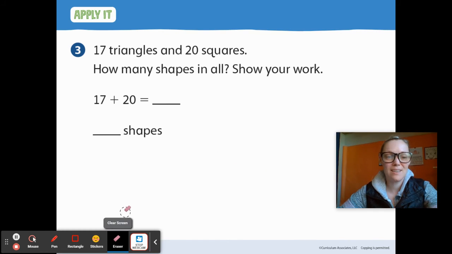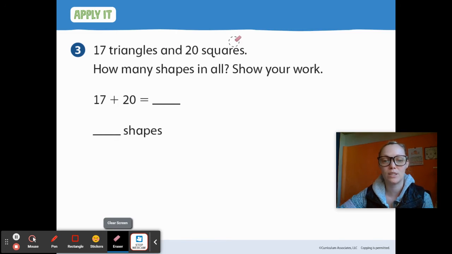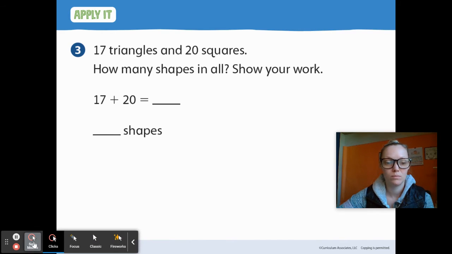Number 3 on your Apply It problems, 17 triangles and 20 squares. How many shapes in all? Show your work. Go ahead and solve this with whatever strategy you like. Press pause, solve it as you work, or solve it with a strategy, place value chart, or the number bond, and then you can come back when you're all done.